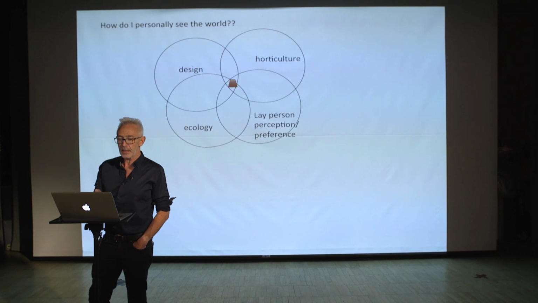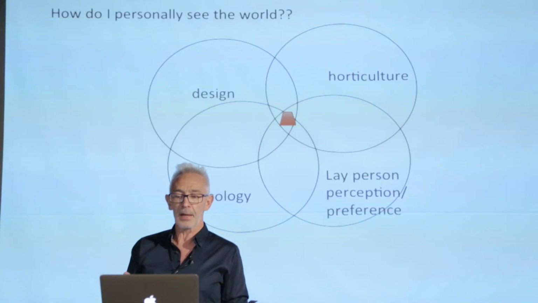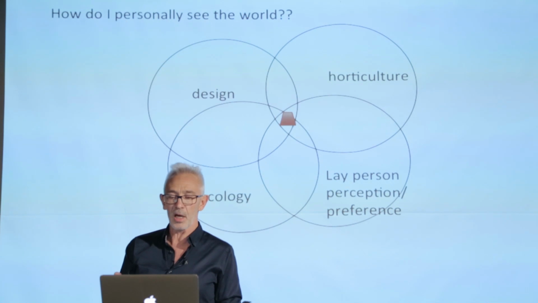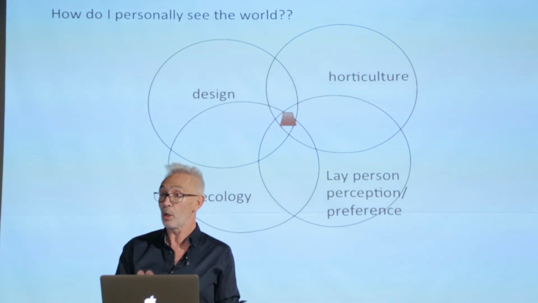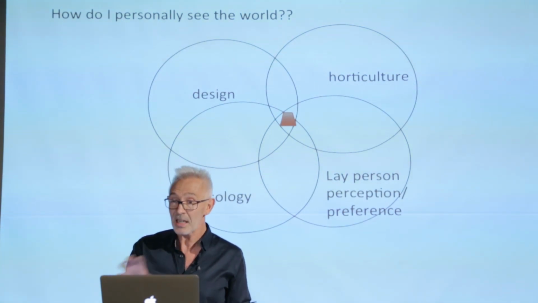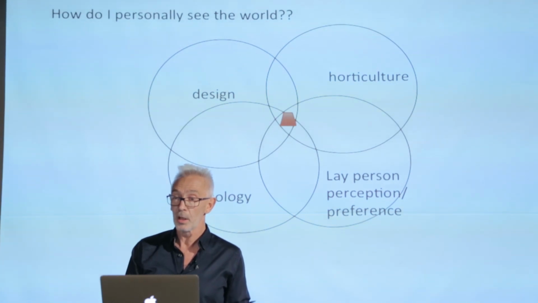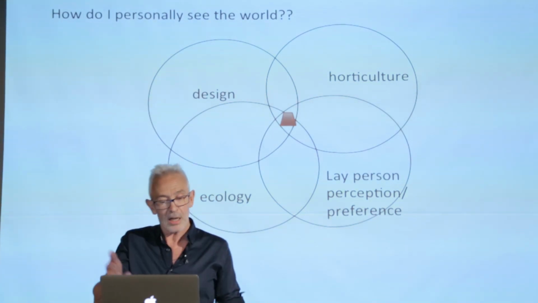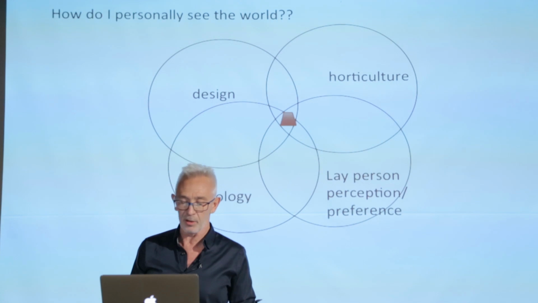I design things. I have a horticultural science background from a long time ago. I publish in the research literature as an ecologist. And I also work, when I've got time, in environmental psychology, and I'm really interested in what human beings think of the types of vegetation that we create. So I'll come back to this time and time again during the course of the talk.